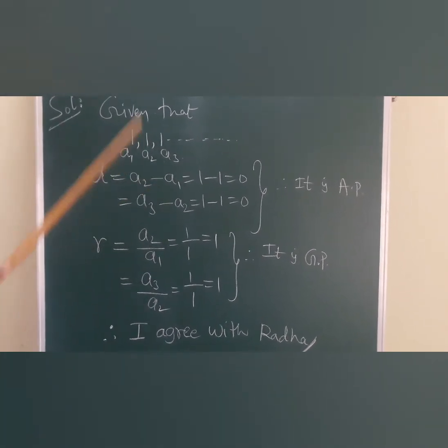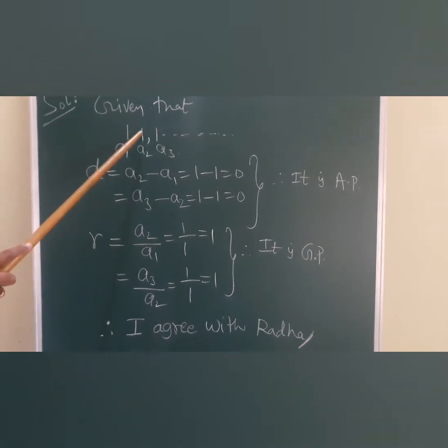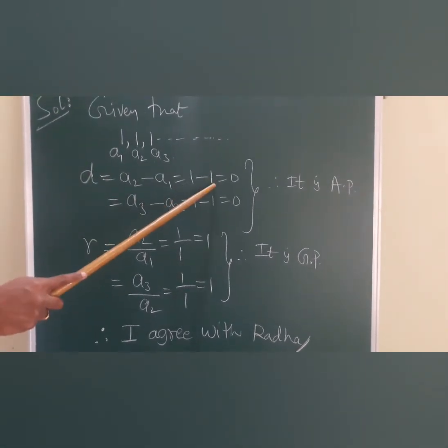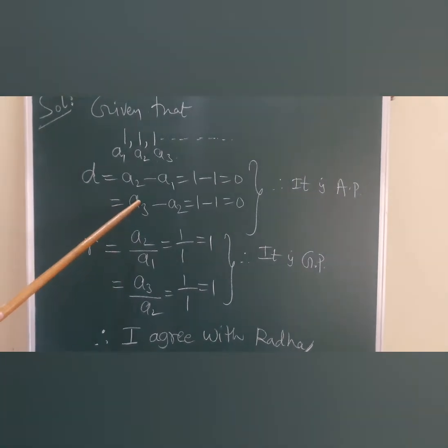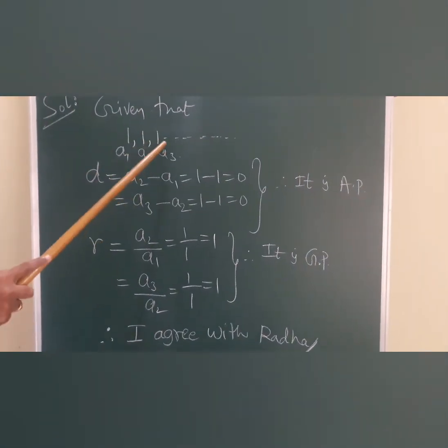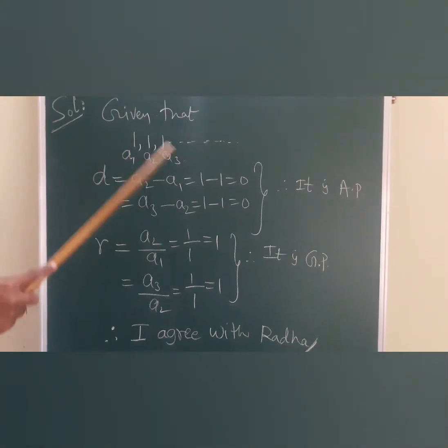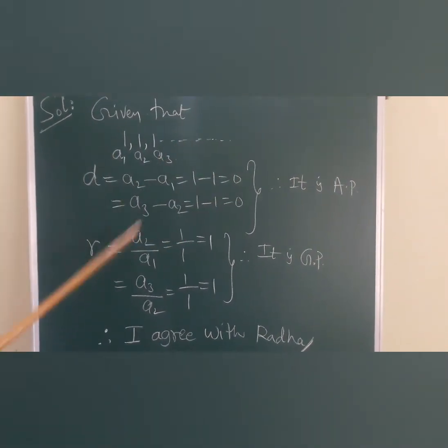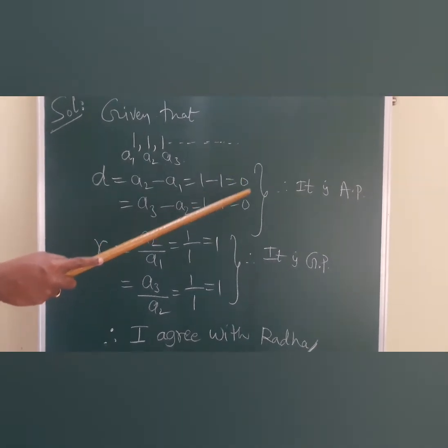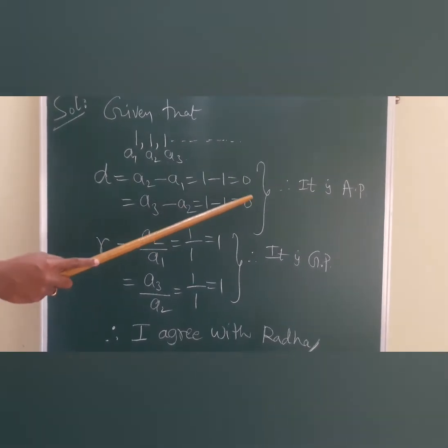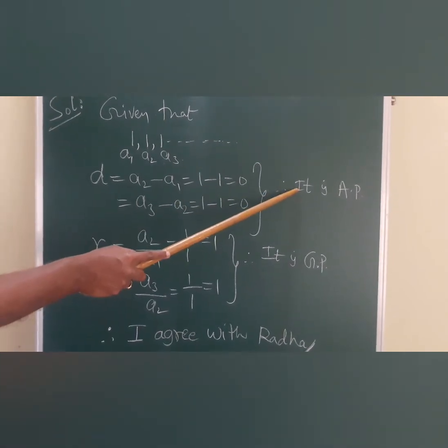a2 minus a1, that is 1 minus 1, which is equal to 0. And also a3 minus a2, 1 minus 1, is equal to 0. In both the cases, the d value is equal. So therefore, it forms an AP.